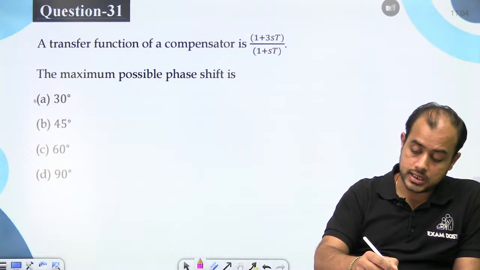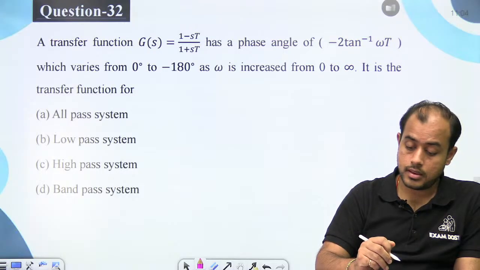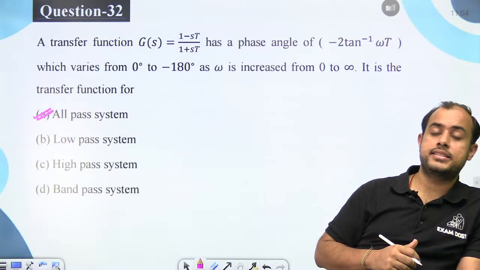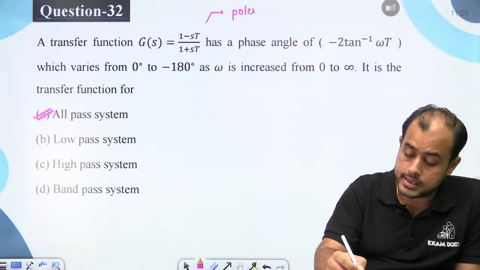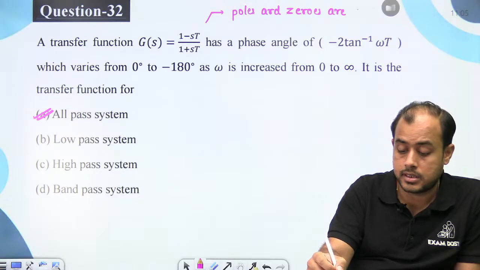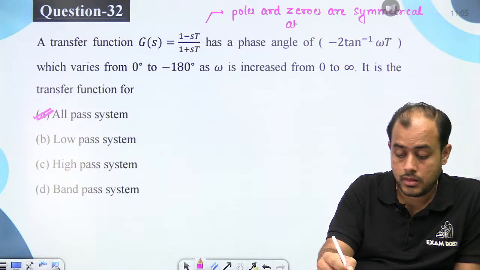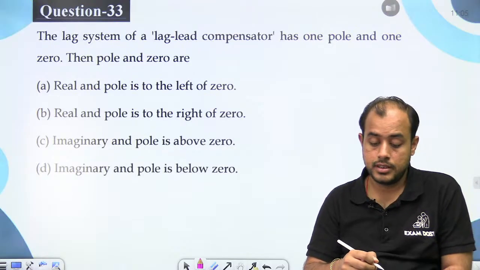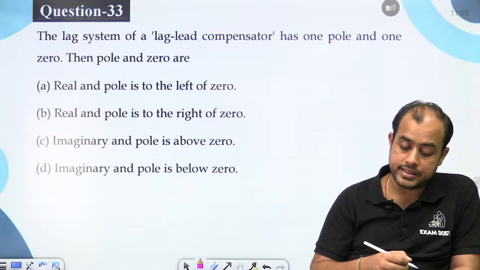Maximum possible phase shift 30 degree, ESE 2018. This is a repeat. This is a transfer function for all pass: (1 minus ST) by (1 plus ST). ESE 2019. Poles and zeros are symmetrical about imaginary axis.